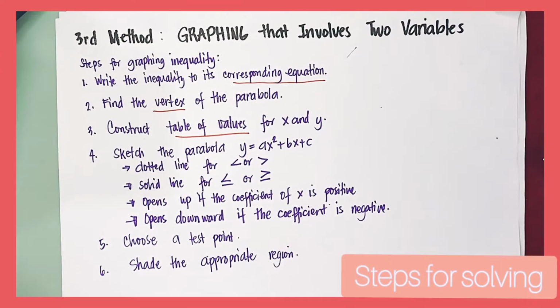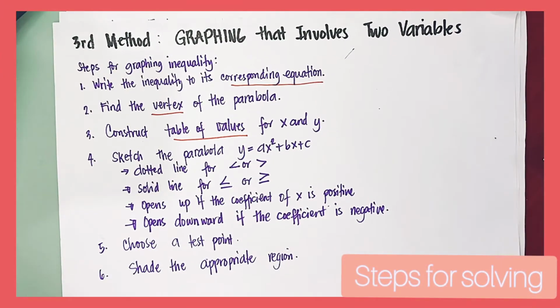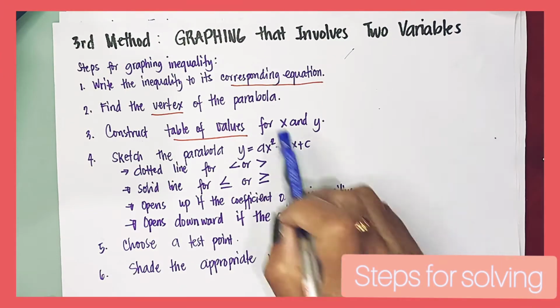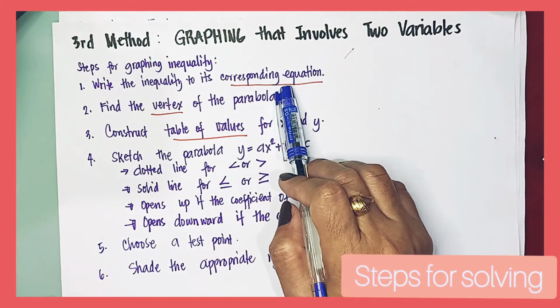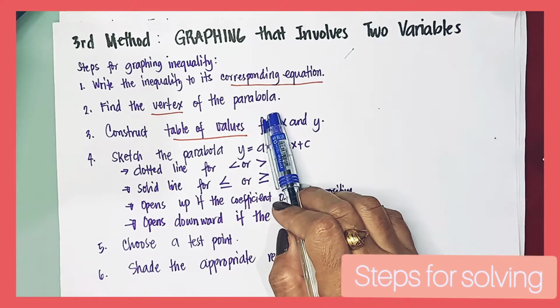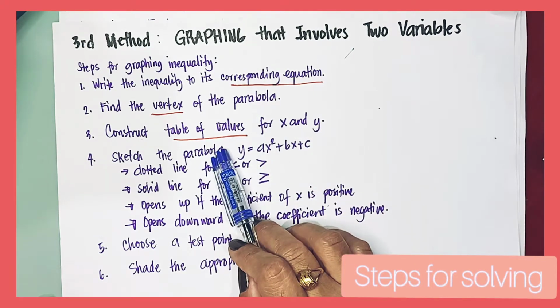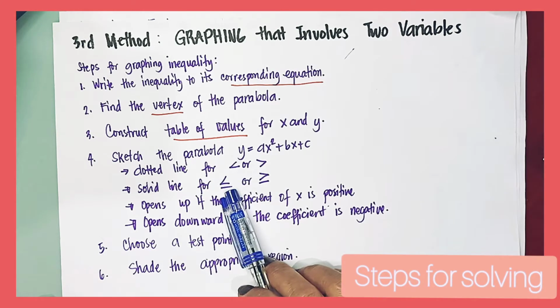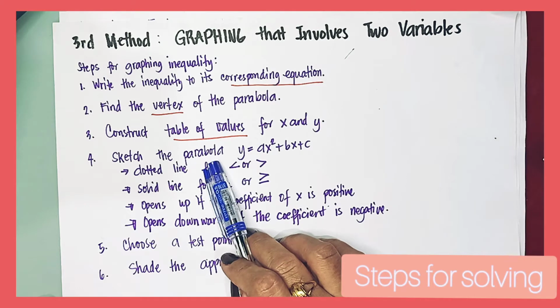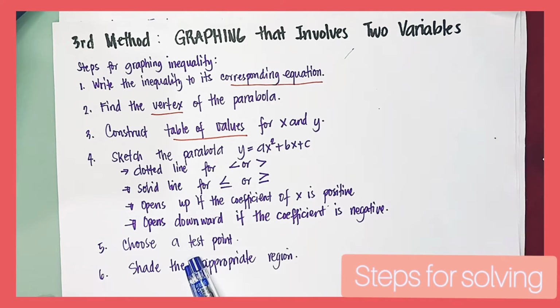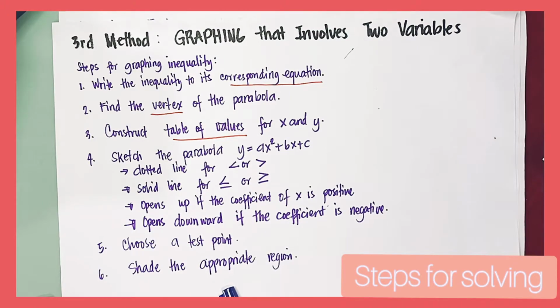So these are the steps on how to solve quadratic inequality by graphing. Step number 1, write the inequality as its corresponding equation. Number 2, find the vertex of the parabola. Number 3, construct a table of values for x and y. Number 4, sketch the parabola. 5, choose a test point. And number 6, shade the appropriate region.